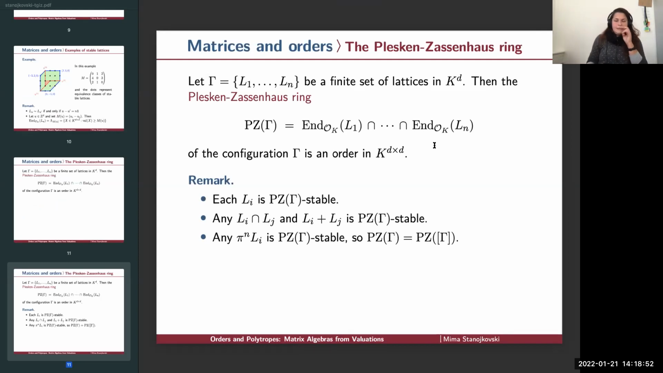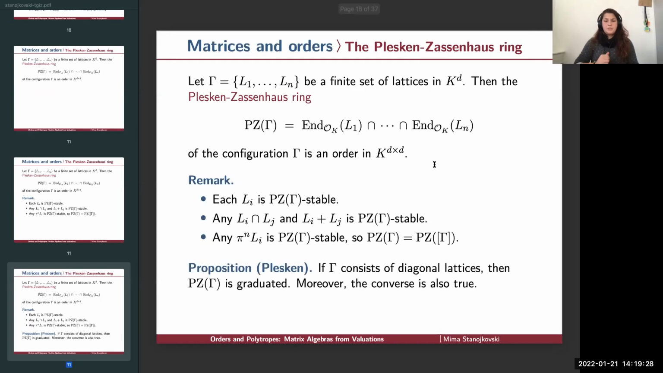And let me say that here are some remarks that we already did, but let me stress them once again because they're important. If I have a defining lattice, then this will be stable, just by definition of the Pleskens-Sassenhaus ring. If I take any two intersections or sums of defining elements, these will be also PZ stable. And scalar multiples by the uniformizer will also be stable. So the Pleskens-Sassenhaus ring is defined also up to equivalence classes, choices of equivalence classes.